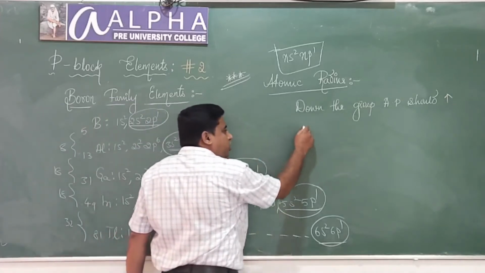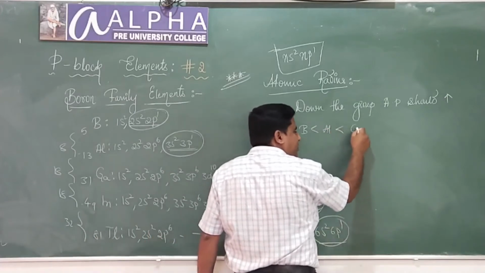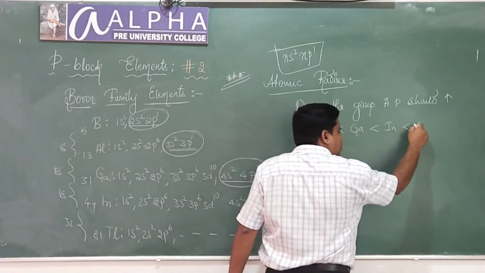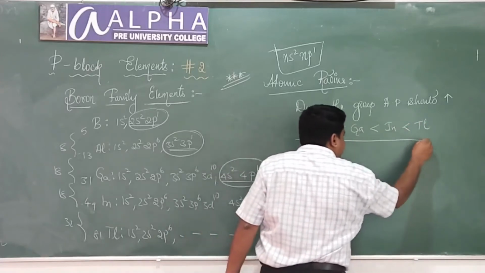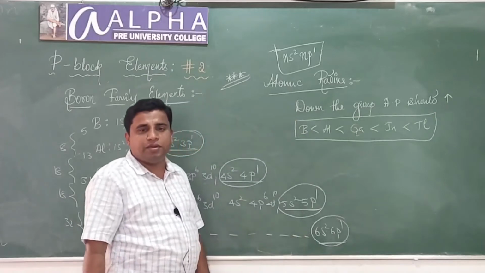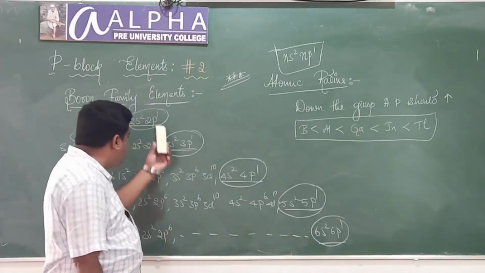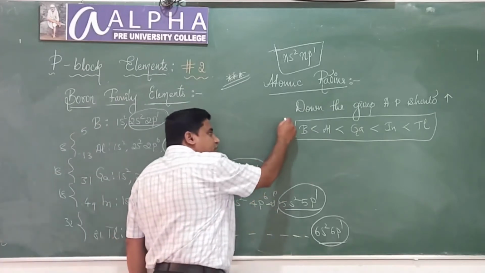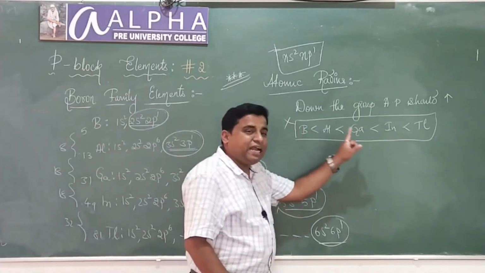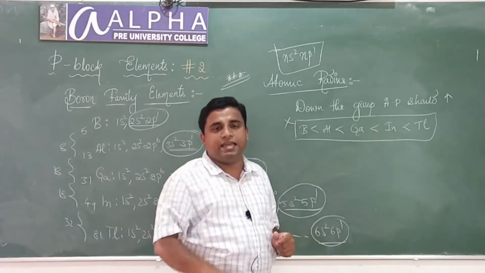What is the expected order of atomic radius? From boron to aluminium, it increases. From aluminium to gallium, it increases. From gallium to indium, it increases. Indium to thallium, it should increase. This is the expected atomic radius. But the atomic radius of boron family will not vary in this order. No, this is not the correct order of atomic radius from boron to thallium.